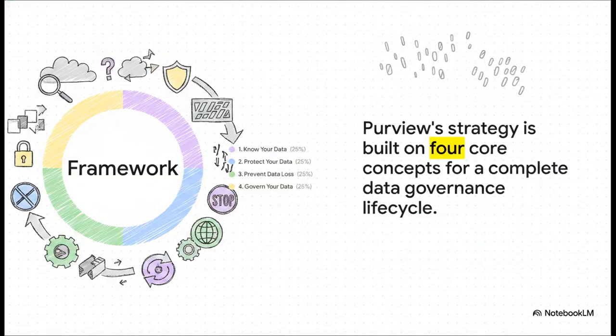And it all really comes down to these 4 core ideas. First, you have to know your data. You've got to find it and classify it. Then you can protect your data with tools like encryption and access controls. That allows you to prevent data loss with DLP policies. And finally, you can govern your data across its entire lifecycle. It's a whole strategy, not just a tool.